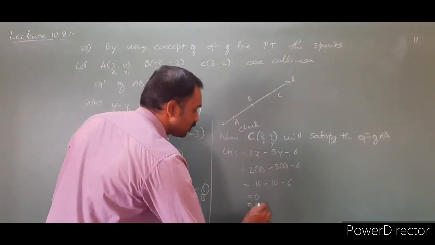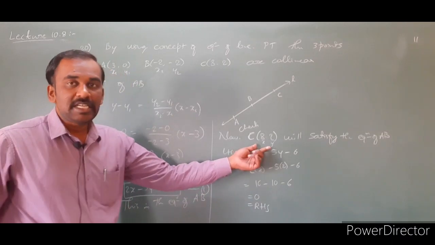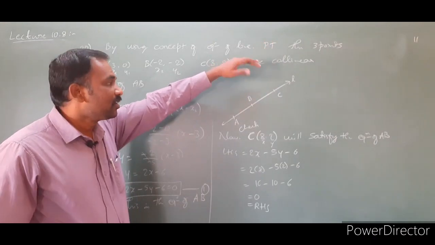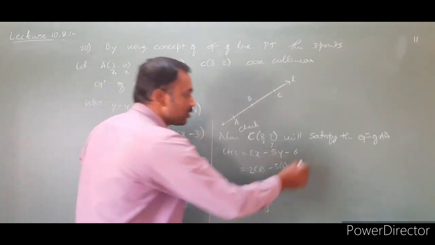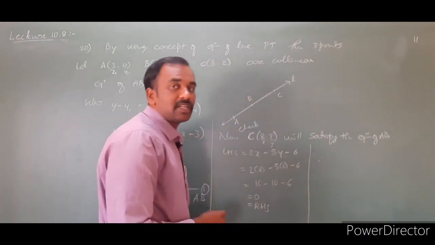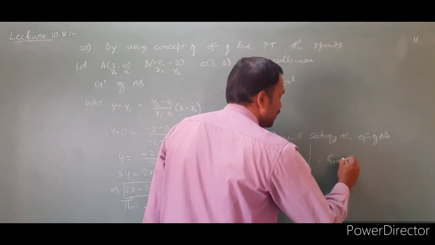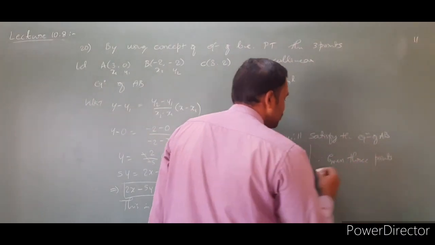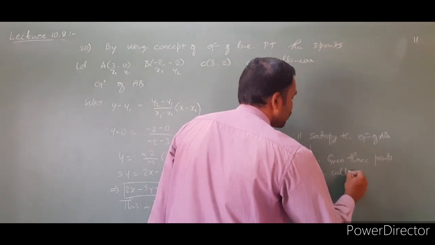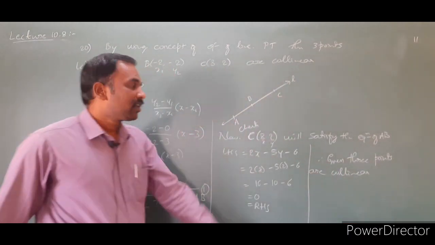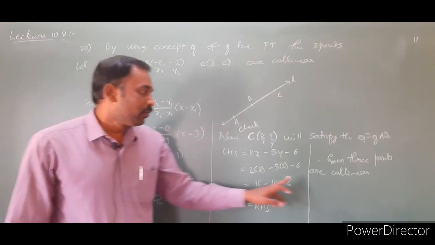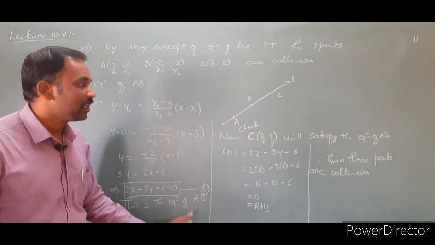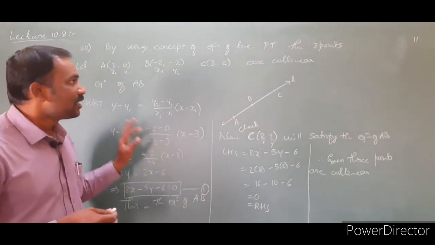LHS is equal to the RHS. Hence the point C satisfies the AB line. Therefore, the final conclusion: given 3 points are collinear. By the help of the equation of the line, we have proved that the given 3 points are collinear. Are you clear? So hence the solution. It completes your second exercise.